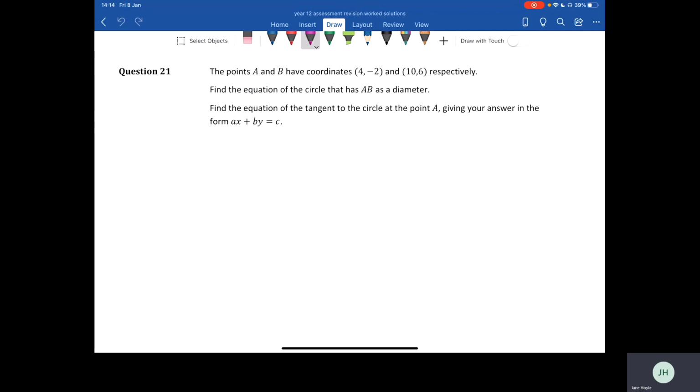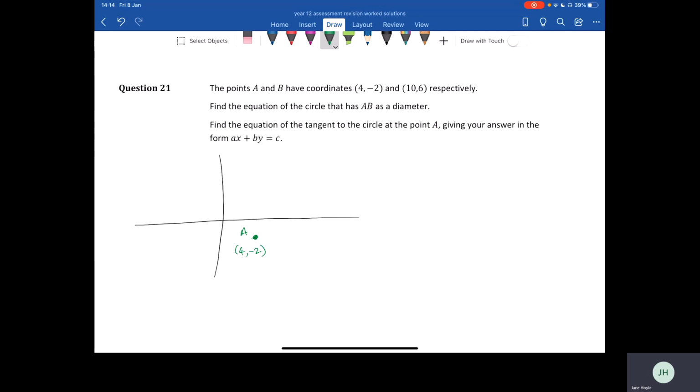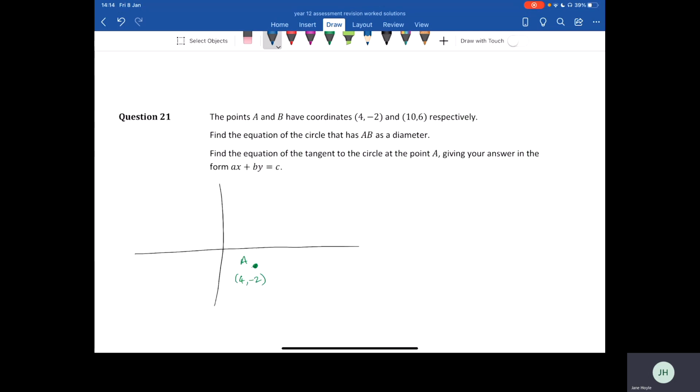The points A and B have coordinates. Okay, why not do a sketch? 4, negative 2. So 4, negative 2 is down there. That is A. And 10, 6. So 10, 6 is going to be somewhere up here. That is B. Find the equation of the circle that has AB as the diameter.